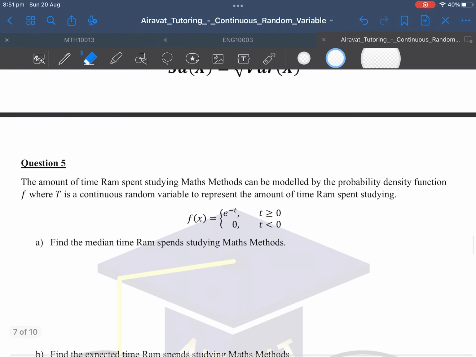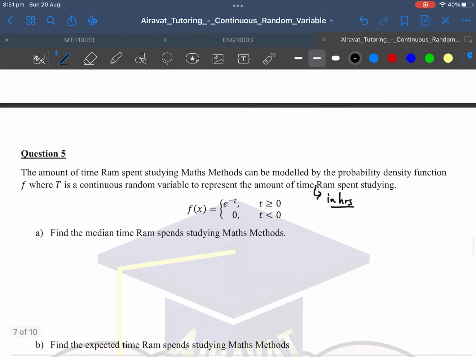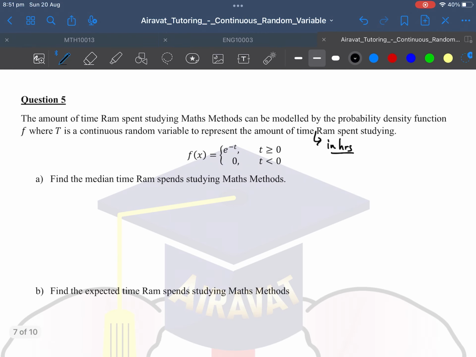Alright, the amount of time Ram spent studying math methods can be modeled by a probability density function, where t is a continuous random variable to represent the amount of time, maybe in hours. I forgot to write the unit over here. In hours, that Ram spent studying. Alright, find the median time Ram spent studying math methods.